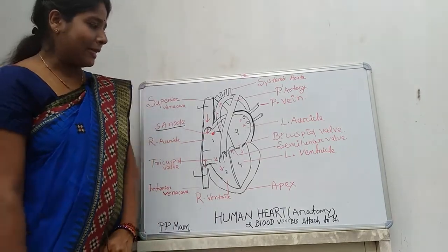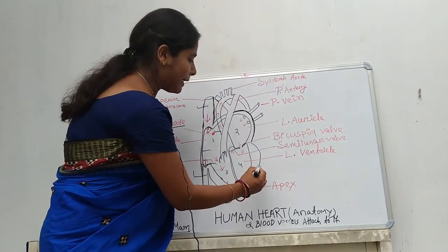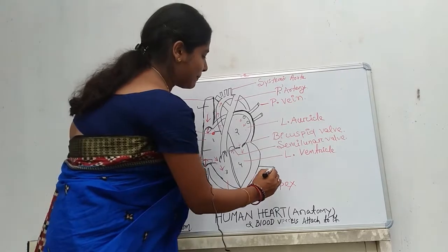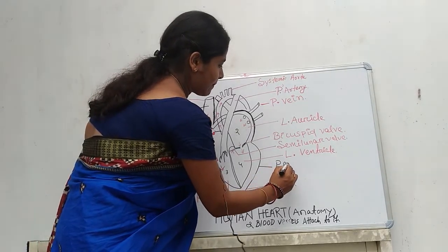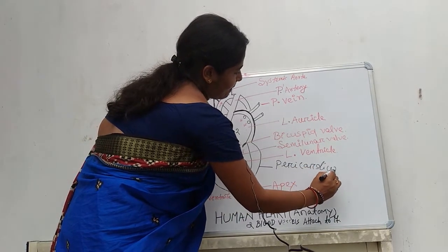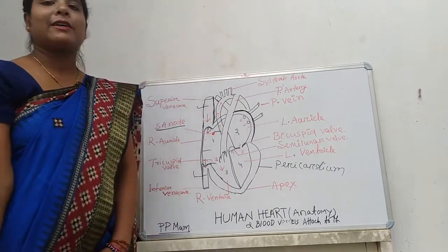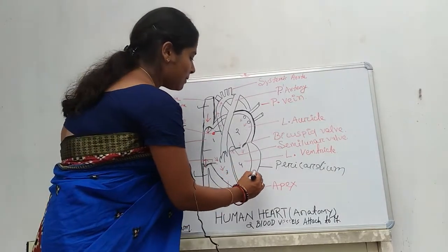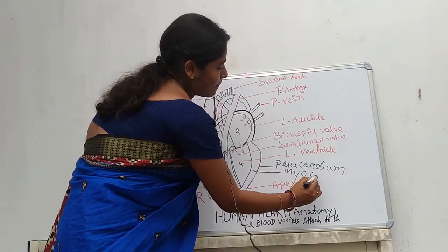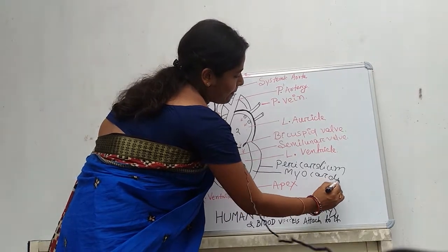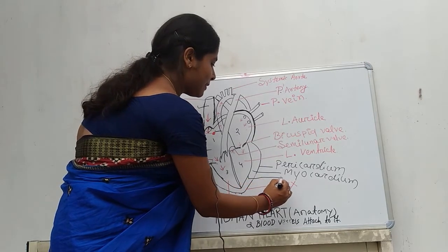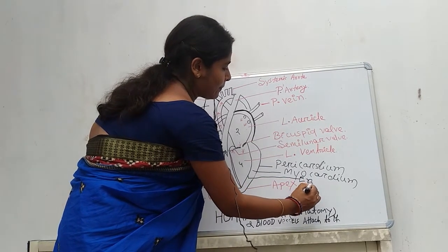Another important thing: the outer layer of the heart muscle is called the pericardium. The middle layer is called the myocardium. And the inner layer is called the endocardium.